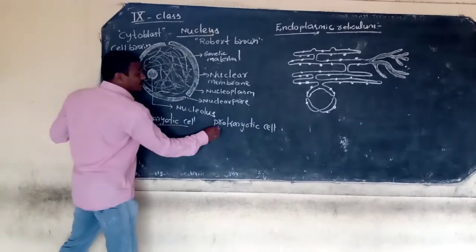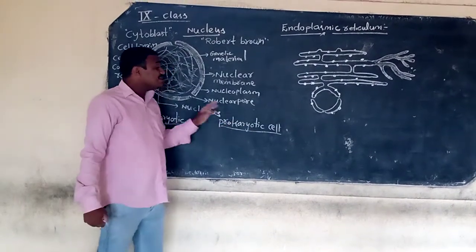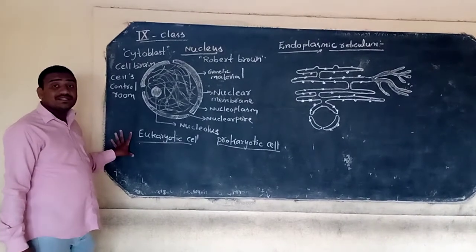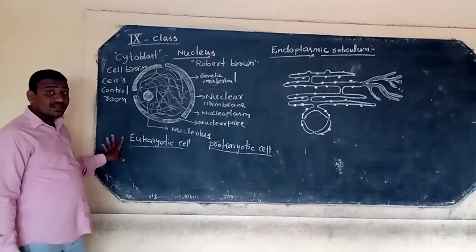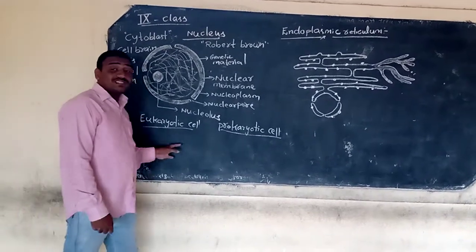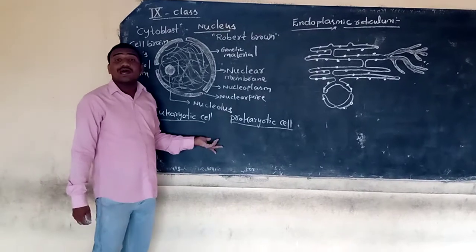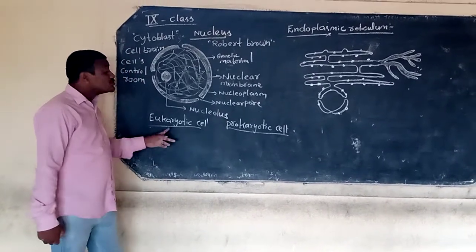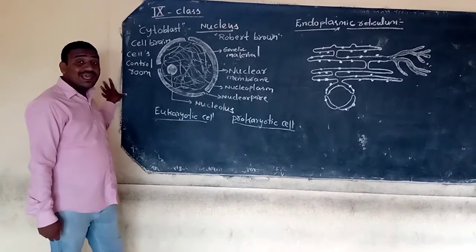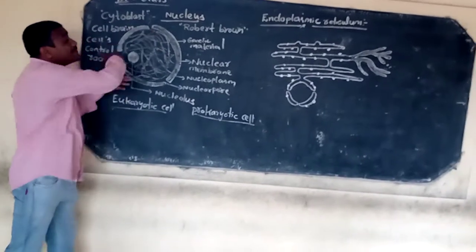Prokaryotic cell. One is eukaryotic cell. Another one is prokaryotic cell. Eukaryotic cell means nothing but the cells which have nucleus that are bounded by the nuclear membrane are called as eukaryotic cells.